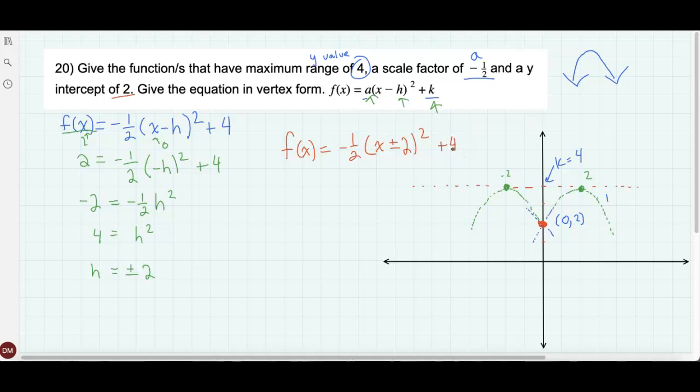Or I could write out 2 different functions, right? But I'm kind of saying there's 2 functions in this case here. Now we could go ahead and expand and make 2 different ones in standard form, but it's not asking for it. It's just a given vertex form. So that's it. We did that. That was kind of fun.